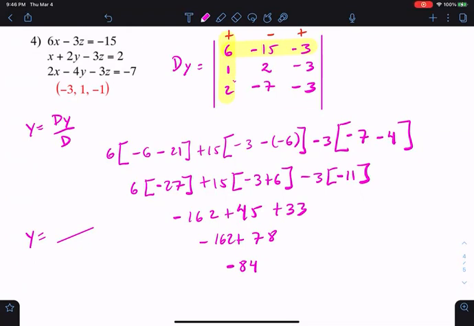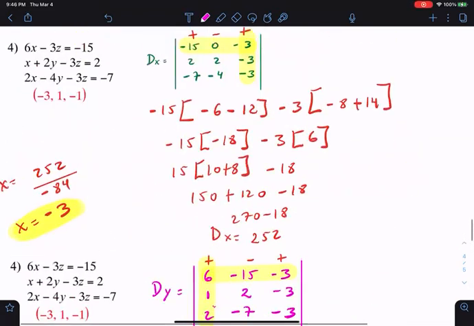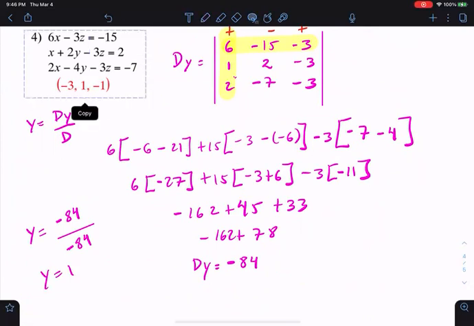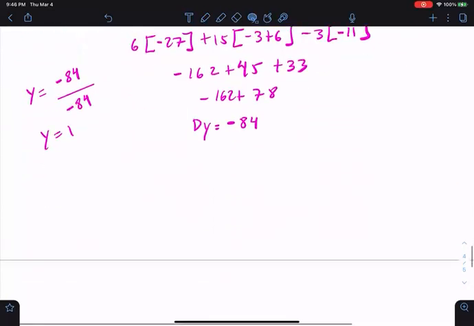So this is dy. So dy is negative 84. And then the main determinant is negative 84. So this is 1. So now it's fixed. I'm sorry about that. Okay, copy, next step.